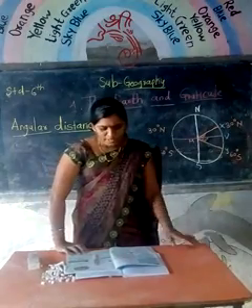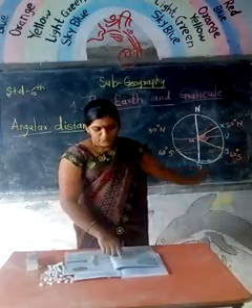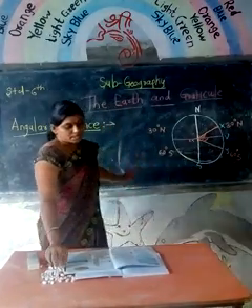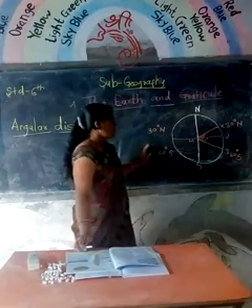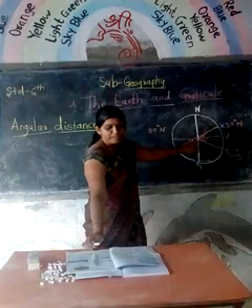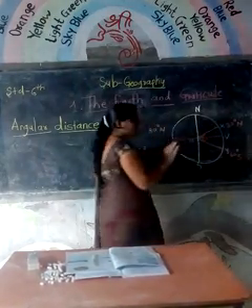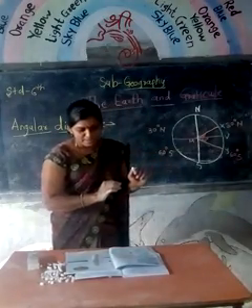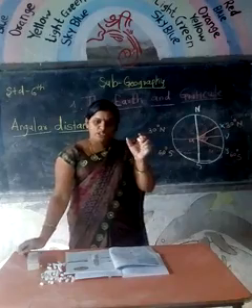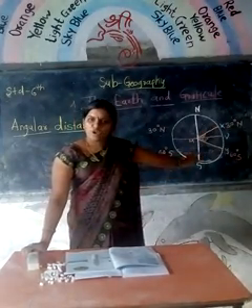The location of any place on the earth is determined with reference to the center of the earth. That means the location of any place on the earth is determined with the reference of the center of the earth.